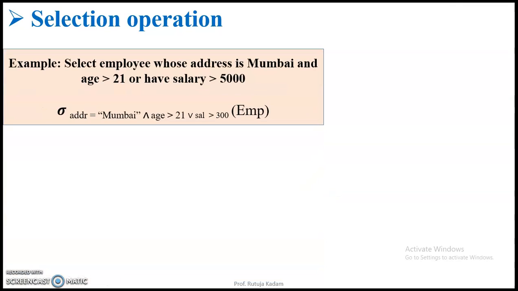Then the next query is select employees whose address is Mumbai and age is greater than 21 or have salary greater than 5,000. So here we have to combine and as well as or conditions. So here just look at the selection operation query that we have written, that is sigma. The first condition is address is Mumbai. So we have written that. Along with that, we want that age is greater than 21. So and age is greater than 21, or we want to have the records wherein the salary is greater than 300. So this condition is written.